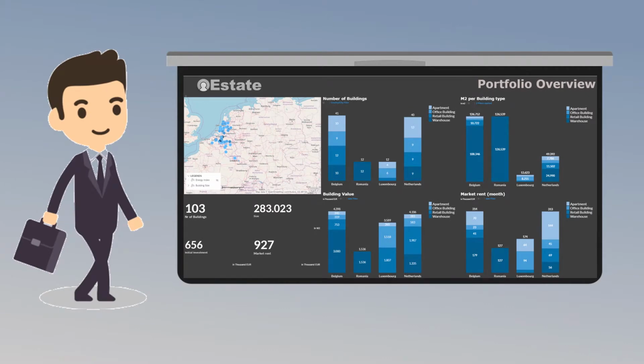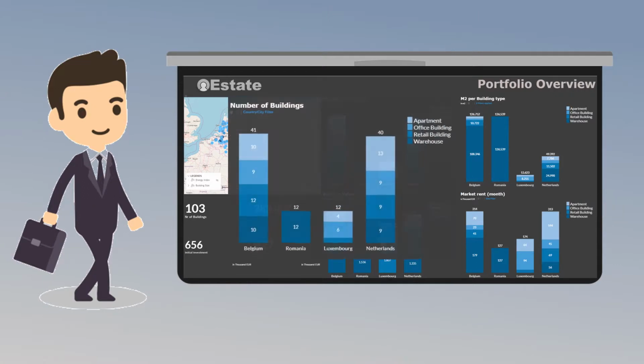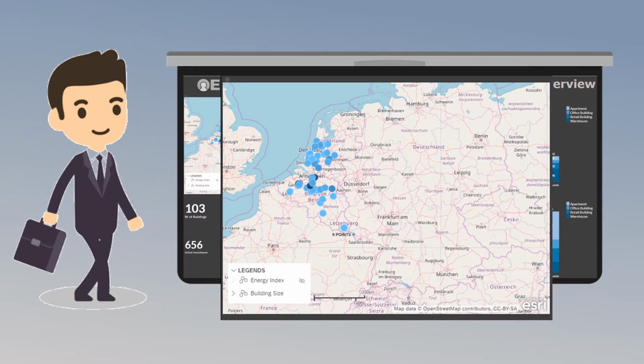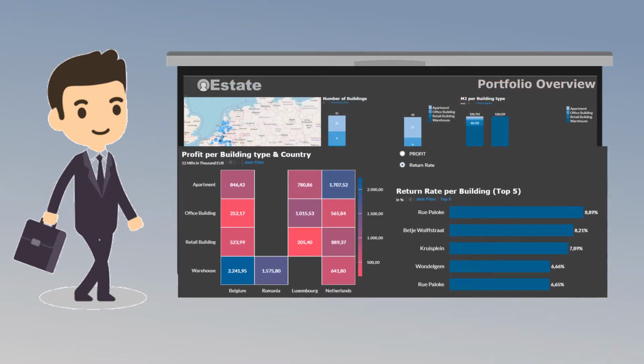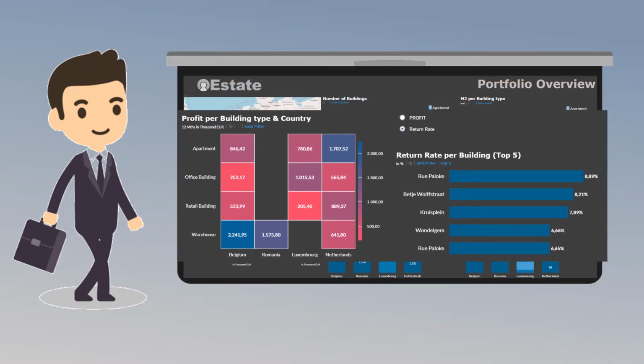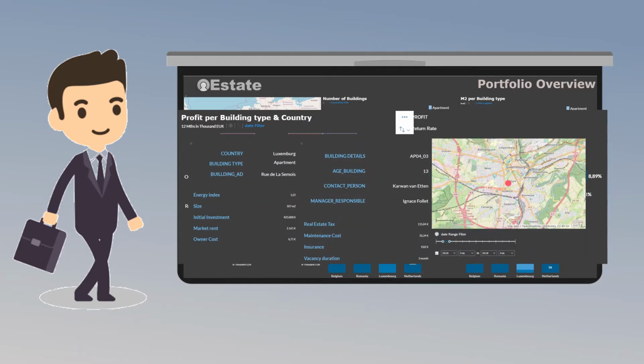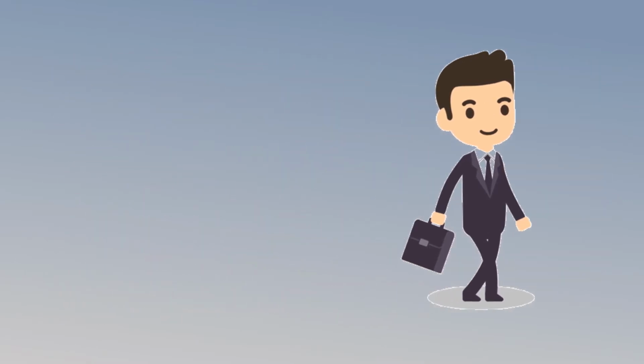On his dashboard, Mark gets a whole overview of his portfolio, including key measurements such as number of buildings per type and country or square meters. Interactive maps with key KPIs and different visualizations provide all the necessary insights which will guide Mark in his daily decisions. Additionally, Mark can jump into all the necessary details from each place of his dashboard.